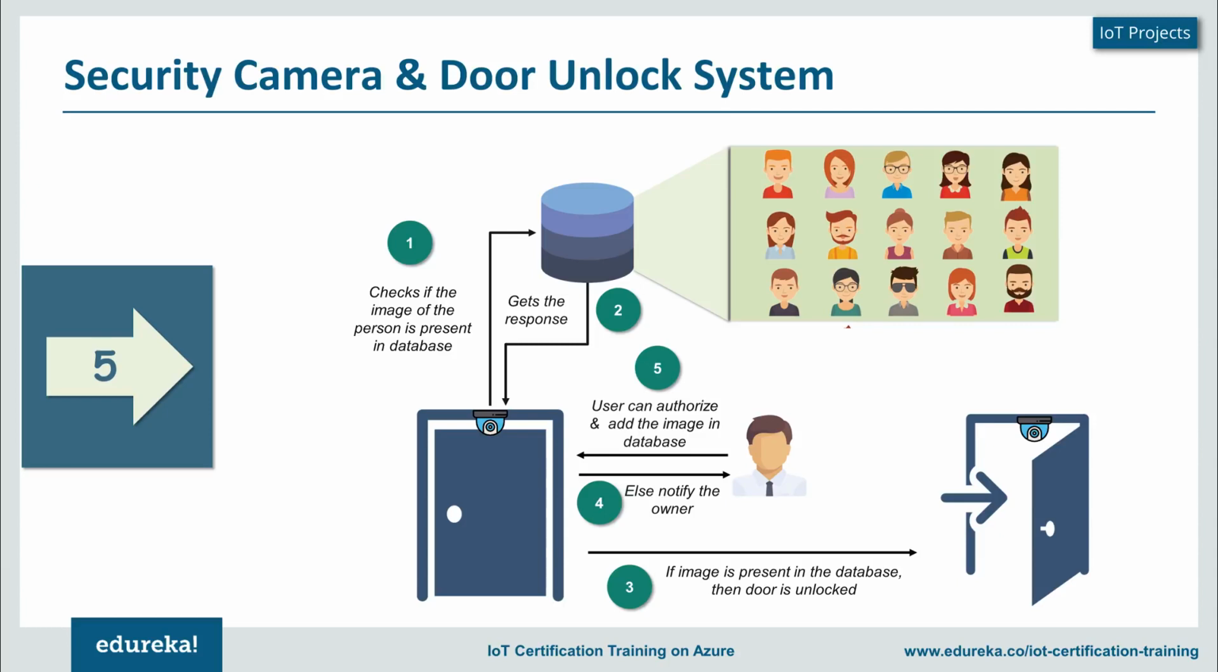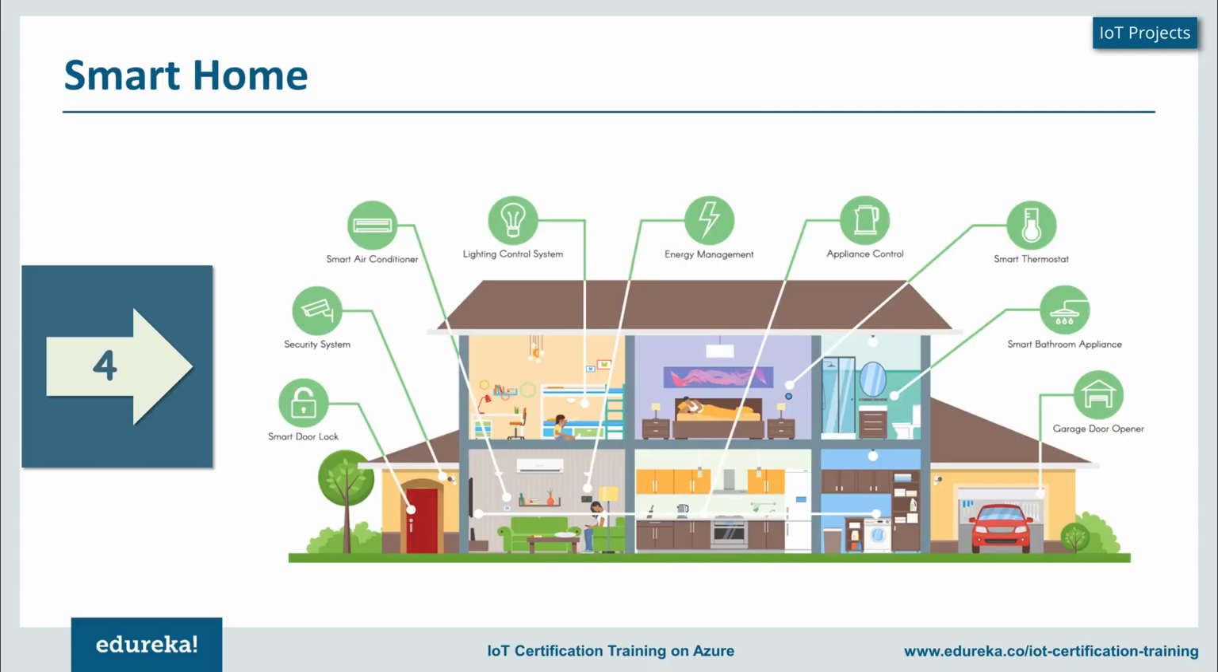Usually this is used in areas where you have highly sensitive information stored, in order to maintain strict control of the access to this information as well. Another usage of the security camera and door unlock system can be even at our homes, when we can identify who's come to our home when we're not there and either decide to give them access to our homes or not. Now, the next thing is something that we all really desire to have, which is a smart home system.